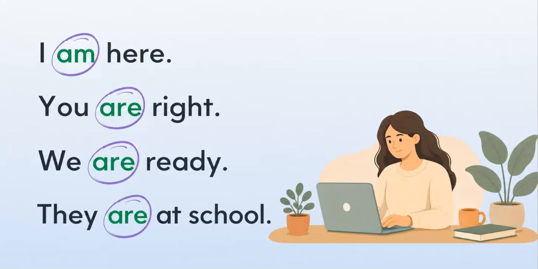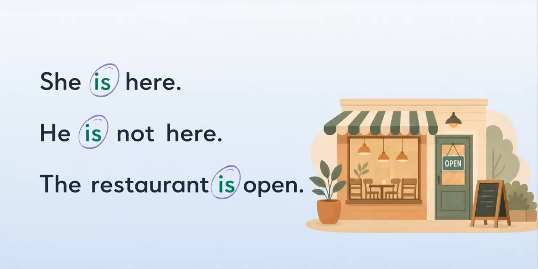Here are some examples. I am here. You are right. We are ready. They are at school. She is here. He is not here. The restaurant is open.